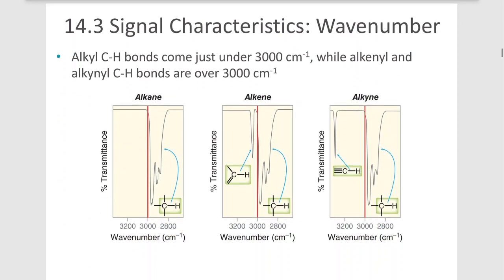Because remember, our wave number is directly proportional to the force constant. So if it's a stronger force constant, it's going to be a higher frequency. So alkyl CH bonds come in just under 3,000, while alkynyl and alkenyl bonds are over 3,000. If we consider a dividing line just at 3,000, our sp3 CH bonds are just below 3,000. sp2 CHs, if they exist, are just above 3,000 at around 3,100, and our sp CHs come in at around 3,300.